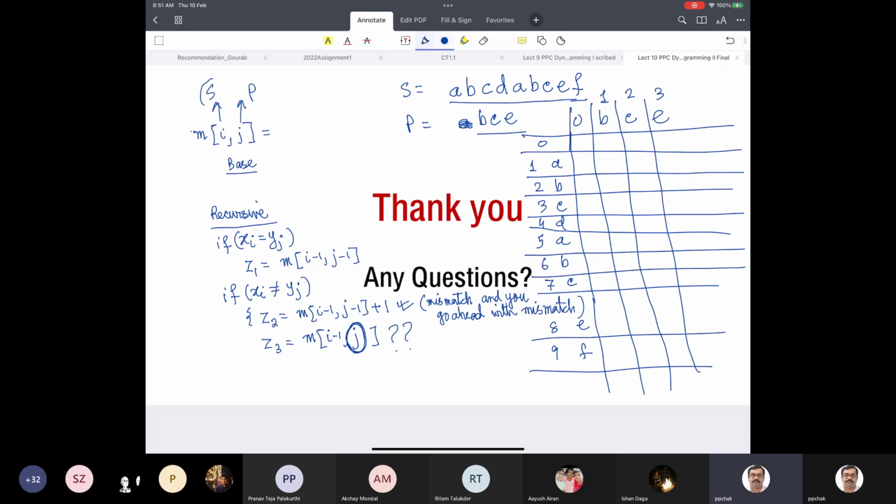How will I write? This part we all know. We have written this. If it matches, it is I minus 1, J minus 1, Z1. If it does not match, then it is I minus 1, Z2 is I minus 1, J minus 1 plus 1. What is Z3?